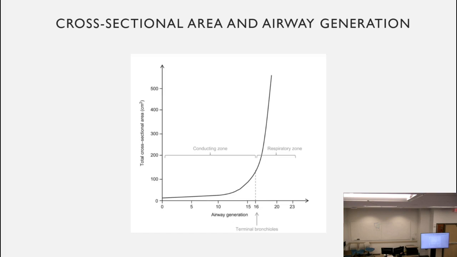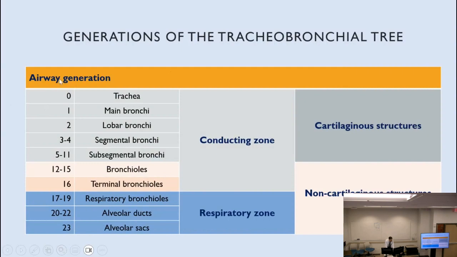Here we have a graph. It's important to learn how to read and interpret graphs, okay? You have a graph there that has on the y-axis, the vertical axis, the total cross-sectional area, okay? And on the x-axis, horizontal, you have the airway generation. What is that? Well, if you go back to the table, okay, that shows the anatomical and physiological details, you have generation 0 to 16, that means divisions. Generation 0 is a trachea, 1 main bronchi, then 2, 3, 4, 5. Okay, from the trachea to the terminal bronchioles, the anatomical dead space. Okay, and then the rest, from the 17 to the 23, are the respiratory zone.